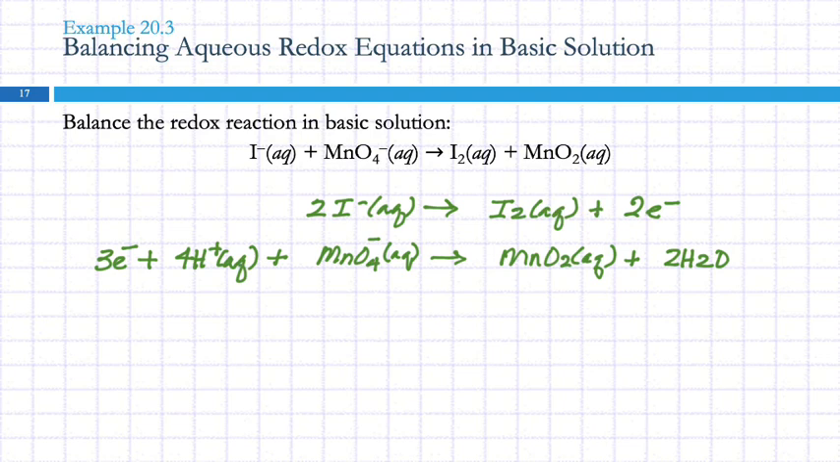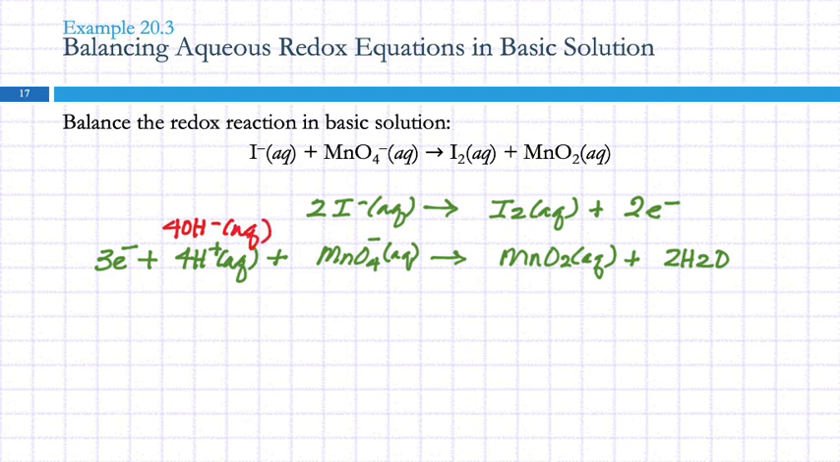I did the example of making it basic at the end, so here I'm going to make it basic while I'm balancing the half reactions. So I'm looking for hydrogen ions, because in basic solution there's not going to be hydrogen ions. So I'm going to add hydroxide ions to neutralize the hydrogen ions.